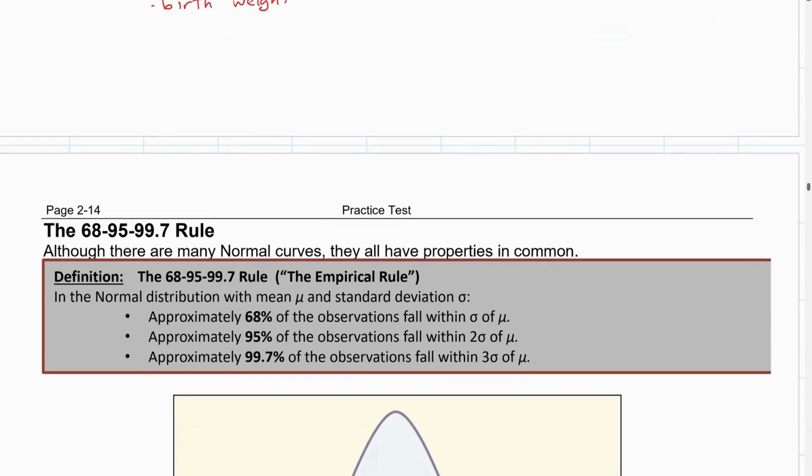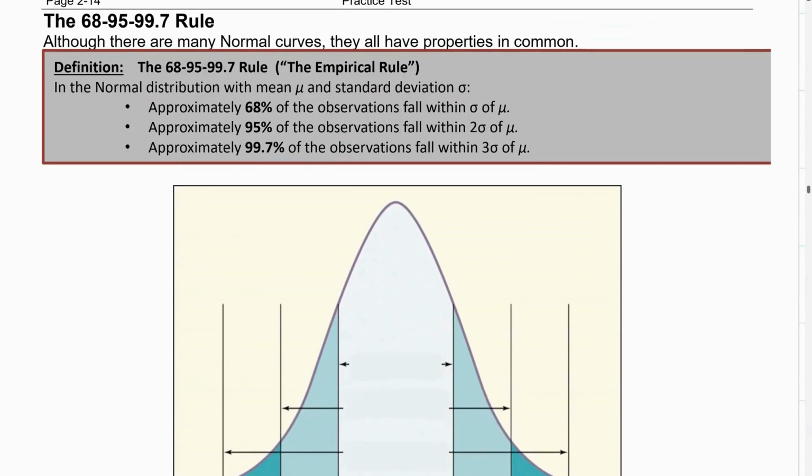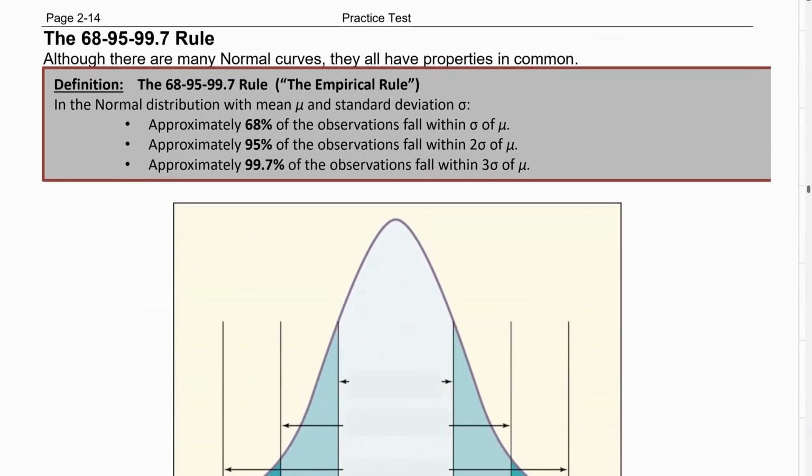Those of you who are taking AP Psychology may also learn about the 68, 95, 99.7 rule. Now, this applies only to normal curves. And there are many different normal curves. The distribution of birth weights is very different than the distribution of blood pressures. But they all follow this rule.